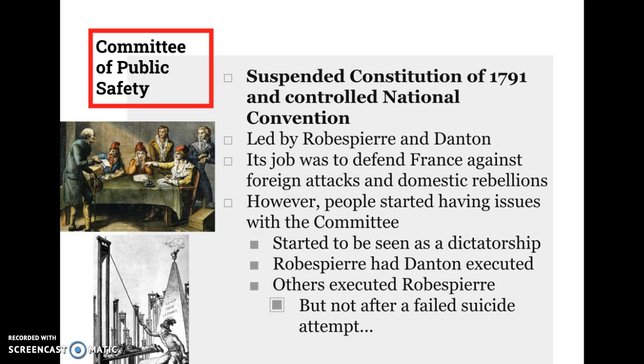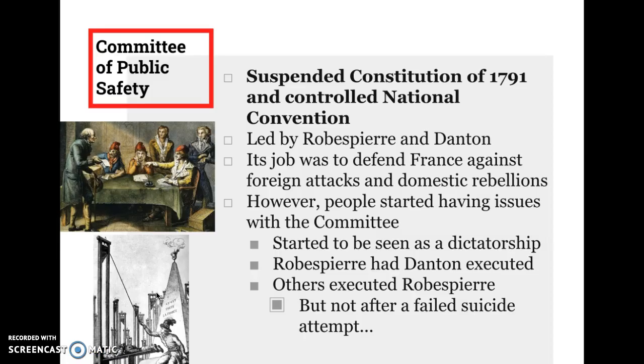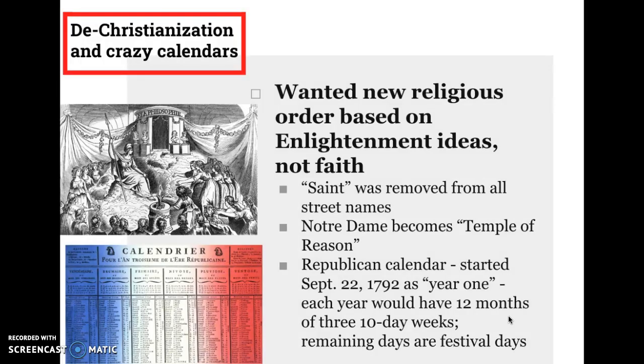Robespierre even turns on his own committee members. He has Danton executed by guillotine. And then in a big twist of fate, the others then execute Robespierre by guillotine, which is ironic. And the other part of this that we'll talk about, and that's why I have this on here, he does attempt to commit suicide before the guillotine. He misses, though, and only shoots off his own jaw. Google it, it's fascinating.